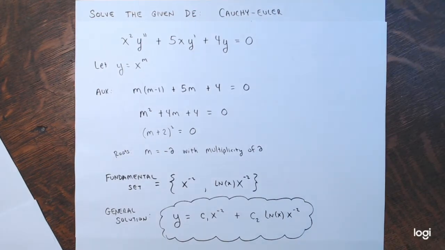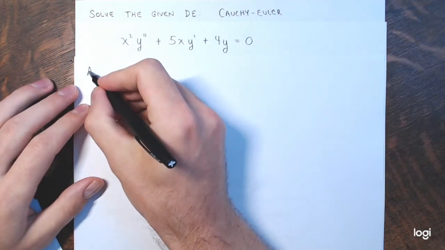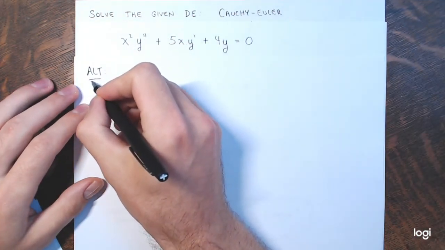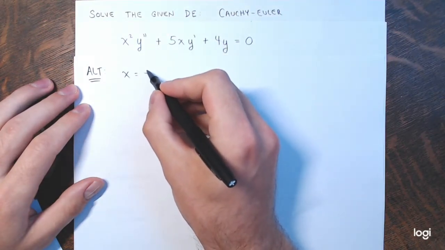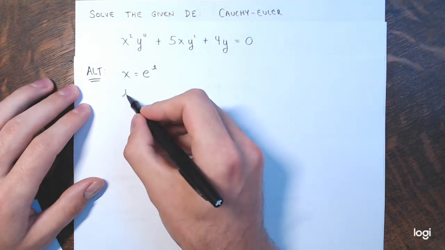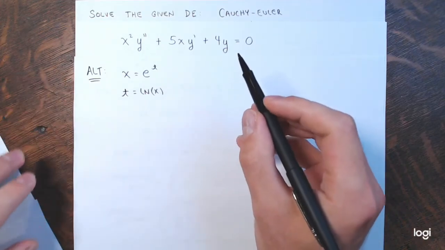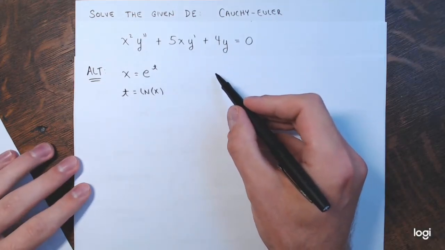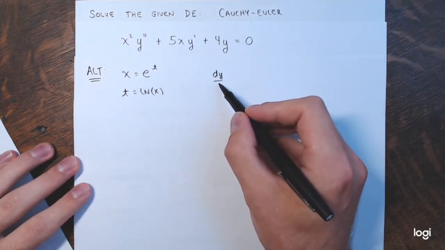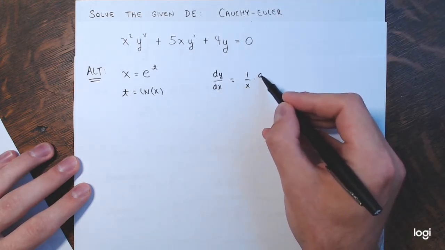Now again, I'll go through the alternate method. So again, that alternate method, where instead of replacing y straight away, you replace x with e to the t, meaning t equals the natural log of x, same thing. And as I wrote up before, I'm not going to do the whole thing again, but dy dx would then get replaced with 1 over x times dy dt.